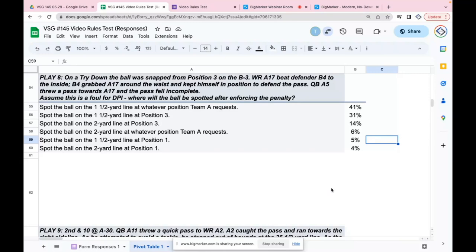Yep. Okay. Position 1, position 3, or whatever position Team A may request, because position 1 had 5%, position 3 had 31%, and whatever position Team A requests had 41%. See, now we've got to go back to Rule 8 for the try discussion. I don't remember how this rule is written. I was always very confused by this rule, by the way.